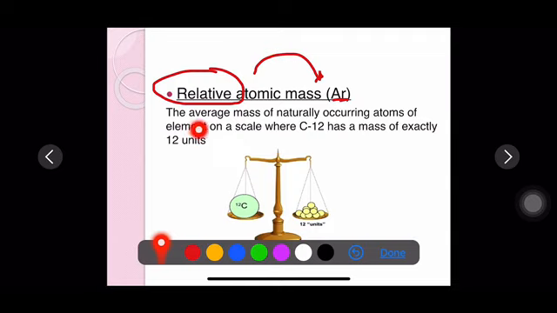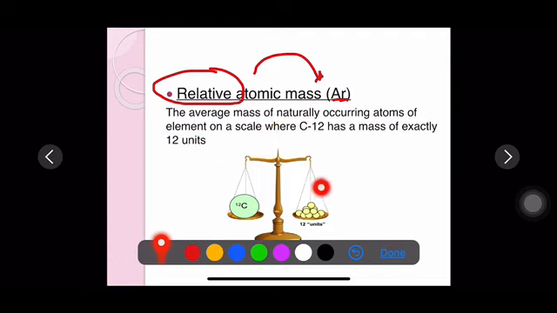So what is meant by average? Why do we need to take the average mass? This is because elements usually exist in different forms. They are called isotopes. Isotopes, as you know, have the same number of protons and different numbers of neutrons. That's why we have to take the average, and the average only for naturally occurring isotopes of an element on a scale.